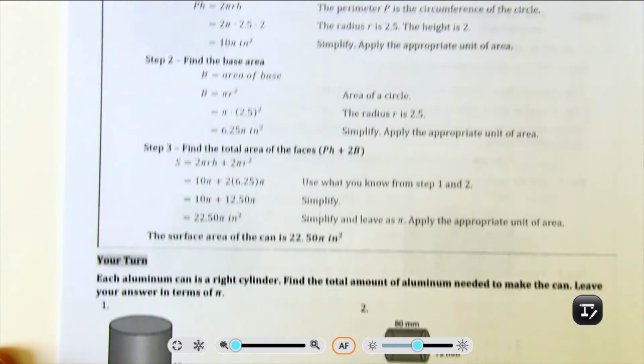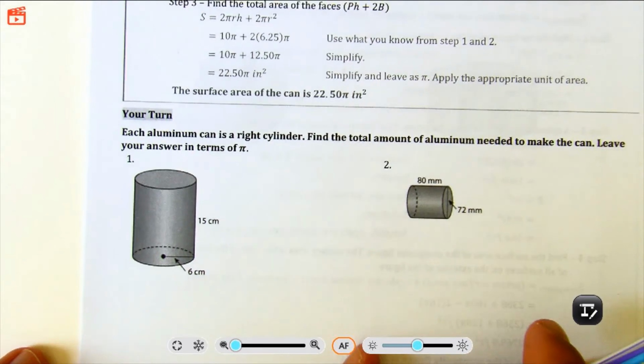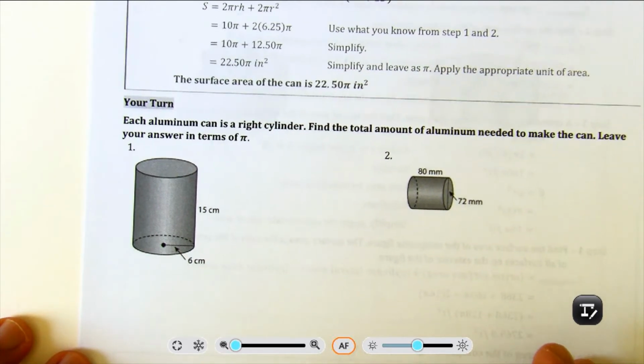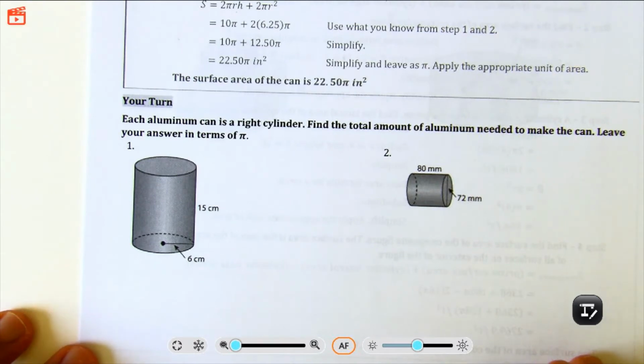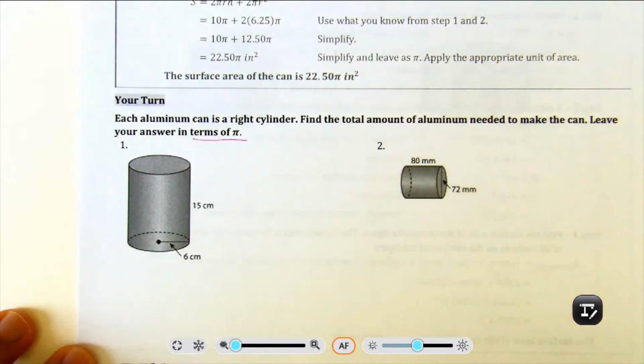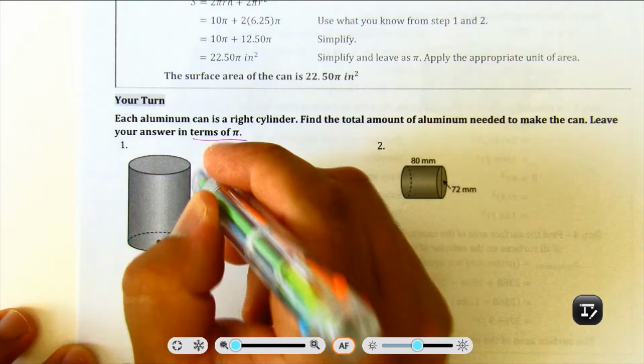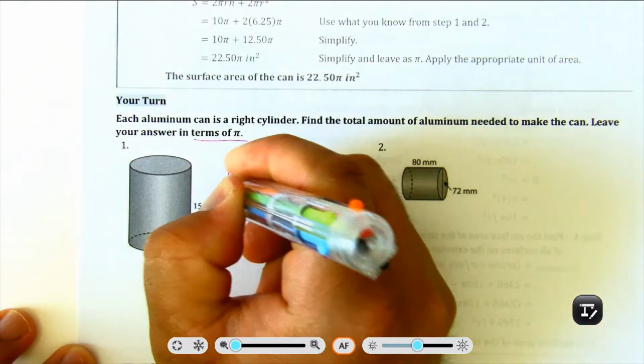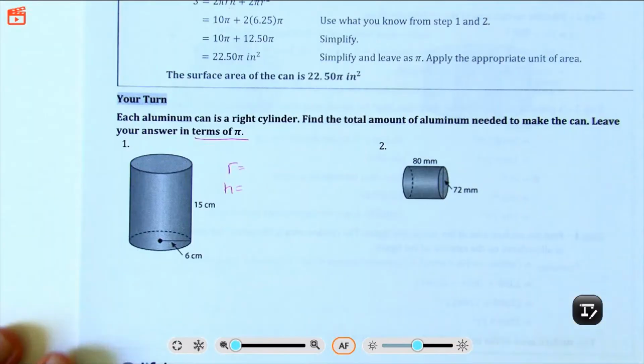So we're going to be doing 2 examples similar to the example that we saw, and we're going to leave our answer in terms of pi. So that's important. We don't want to multiply 3.14. We just want to leave the pi alone. So when looking at this problem, I want you to identify 2 things. I want you to identify what the radius is and what the height is. The radius for problem number 1 is 6. The height is 15.